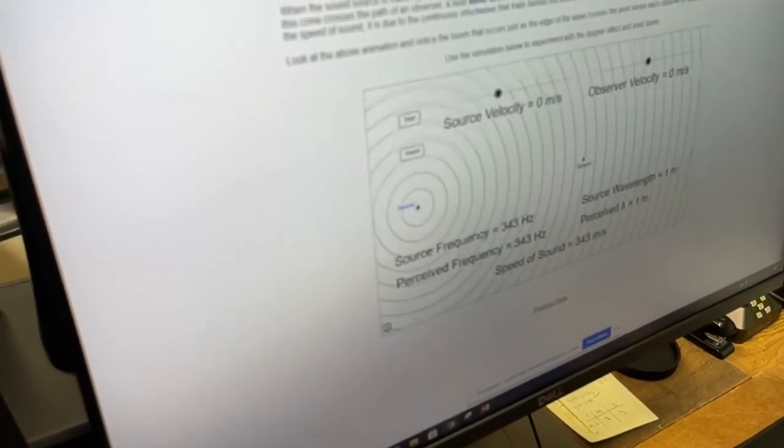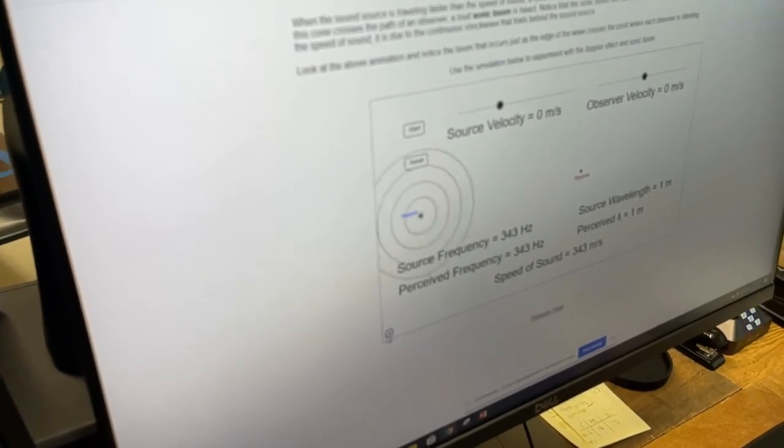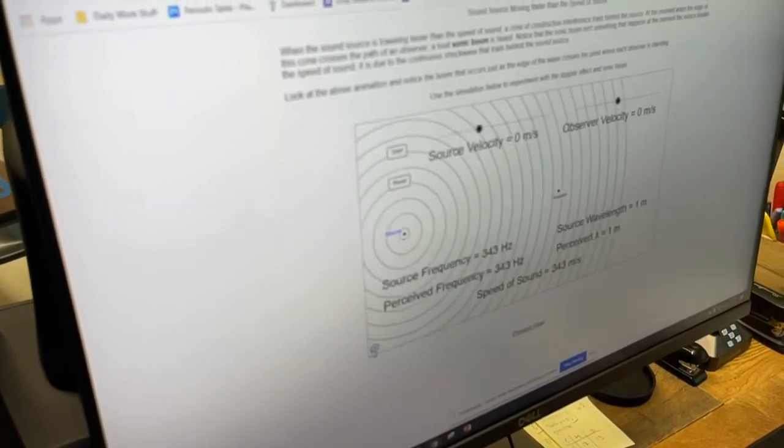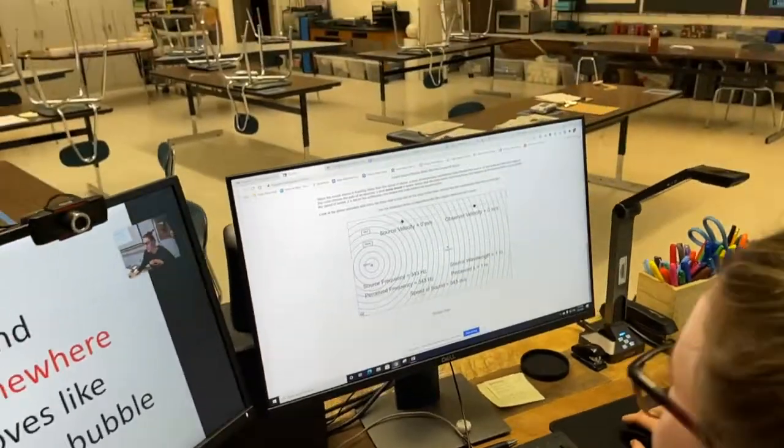Let's reset that and see it again. Okay, reset, and here we go. Each pulse it sends out has the same center, and you get this, looks like an onion to me.